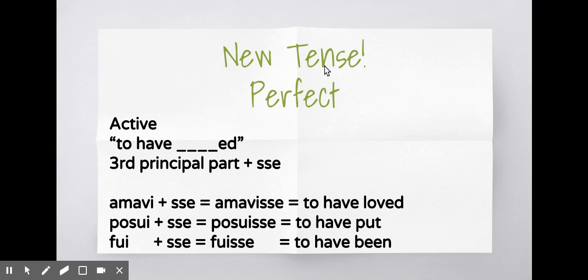Posui is the third principal part from pono, ponere, add -isse to it, and it becomes posuisse, to have put. Even irregular verbs can have a perfect active infinitive because they all have third principal parts too. Fui is the third principal part from sum, esse. Put it together with -isse and you get fuisse, and the translation is "to have been."